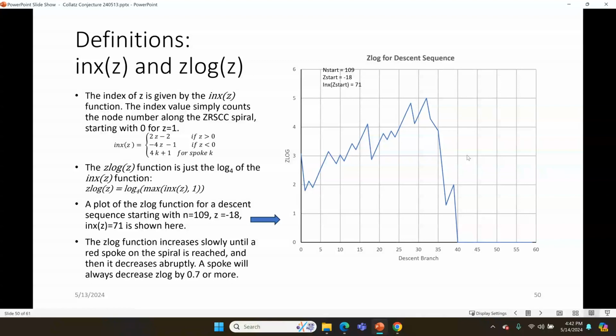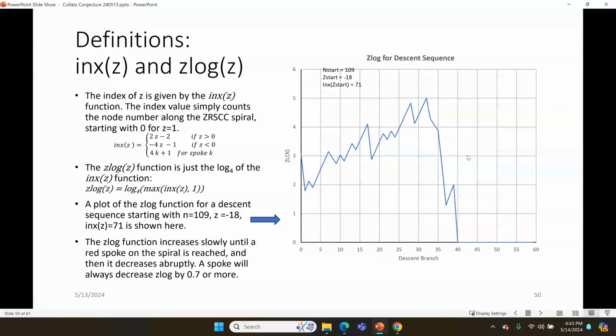The z-log value is useful because, since it's a logarithmic value, it changes more or less very consistently across different octaves in the z-log descent sequence. So what's plotted here is an example of the descent sequence from a starting value of z start of negative 18. That index value would be 71. So the z-log value starting would be about 3.